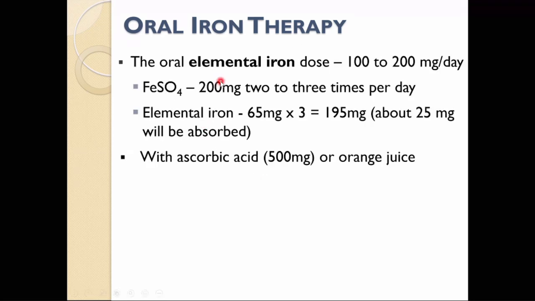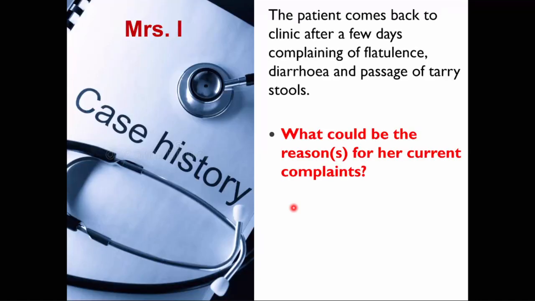So usually what's recommended is giving about 100 to 200 milligrams of elemental iron per day. So if you give 200 milligrams of ferrous sulfate 3 times a day, you will get about 195 milligrams. And quite often we administer this with either something like orange juice or ascorbic acid tablets, vitamin C tablets, to increase the absorption. Okay, so you start treatment, right?